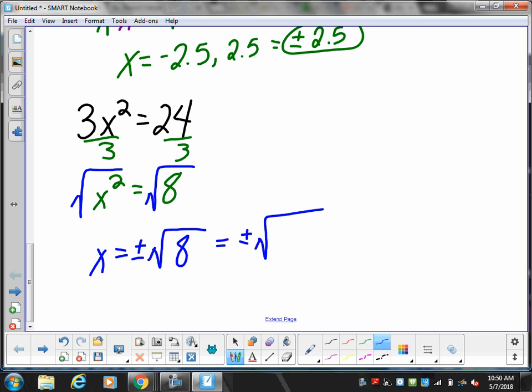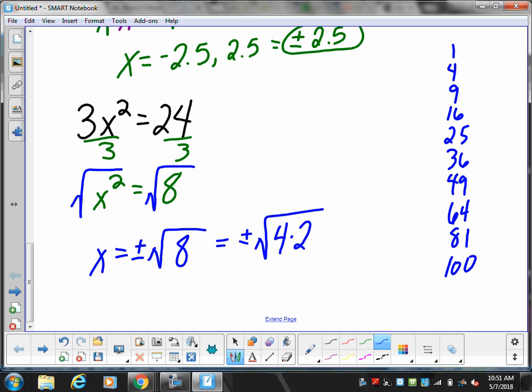So remember what the perfect squares are? 1, 4, 9, 16, 25, 36, 49. We talked a little bit about this, I think, last week. 64, 81, 100. So there are the first 10 of them. Okay. And so we know that 4 goes into 8. So I'm going to rewrite 8 as 4 times 2, because then I can take the square root of the 4.